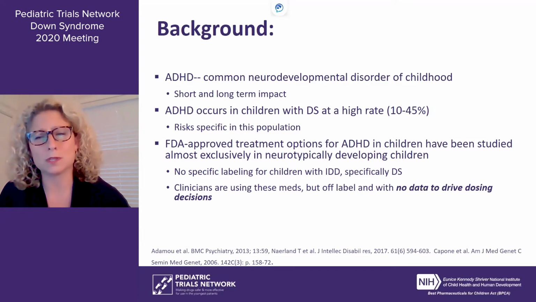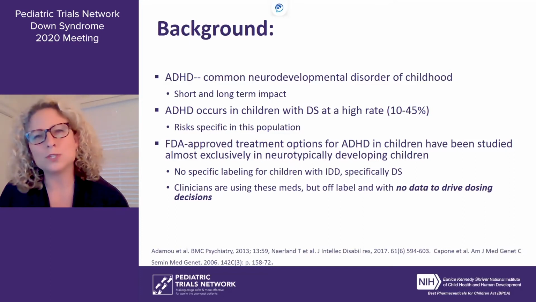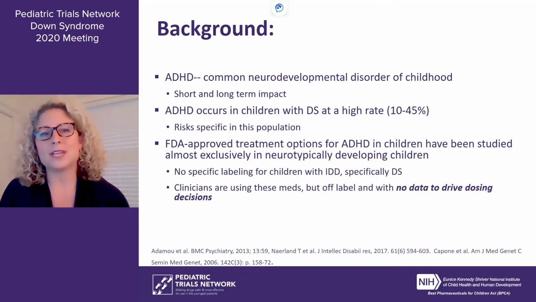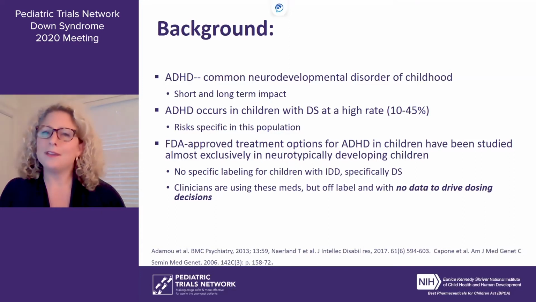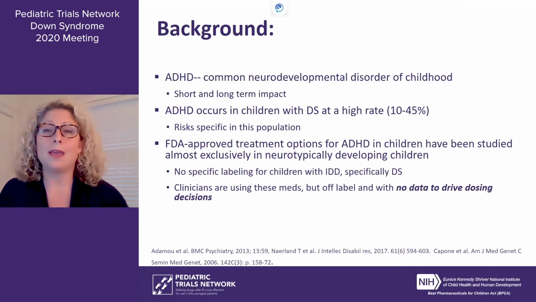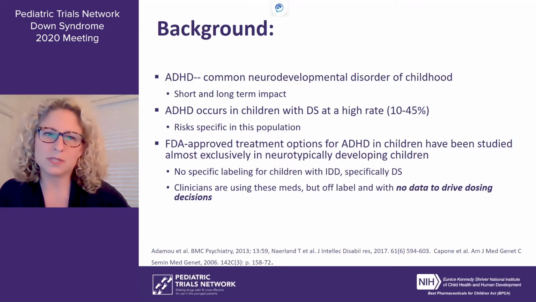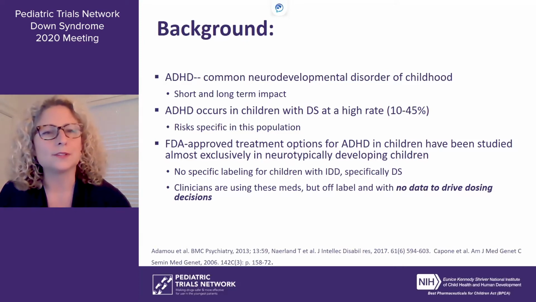It's got a lot of short and long-term impact, and it occurs at a pretty impressive rate in children with Down syndrome. And unfortunately, those children actually have additional risks that are specific for this population. Now, the FDA has some approved medications to treat ADHD in children, but these drugs have been studied almost exclusively in neurotypically developing children. So there's really no specific labeling for children with intellectual disability, specifically in children with Down syndrome.